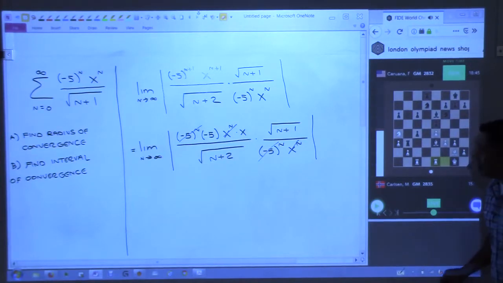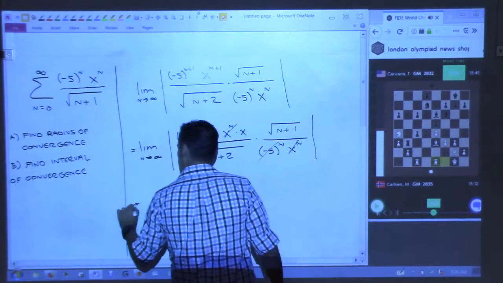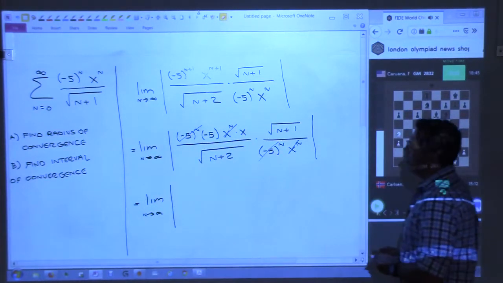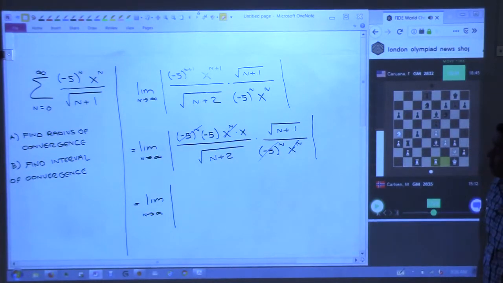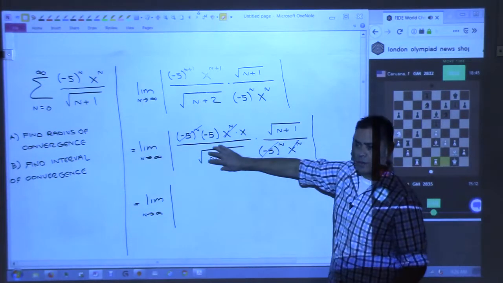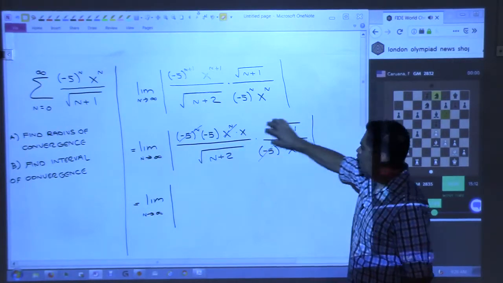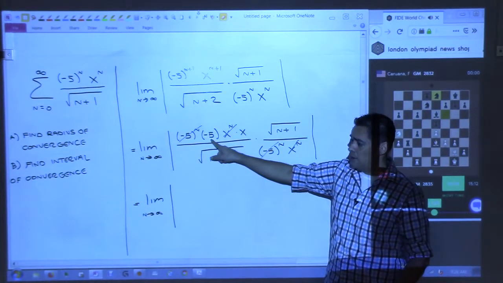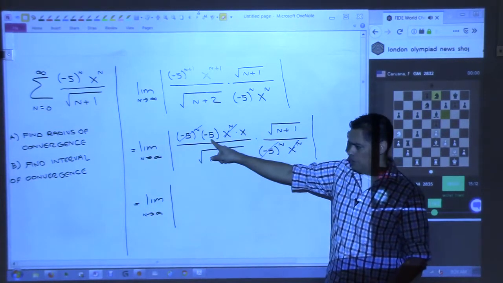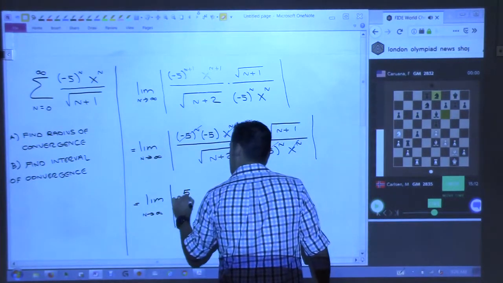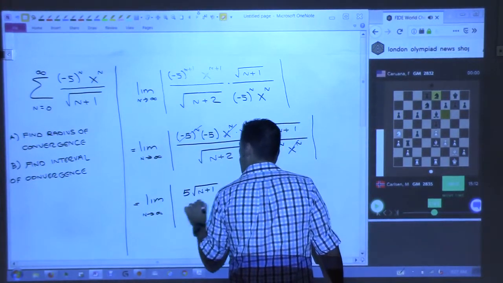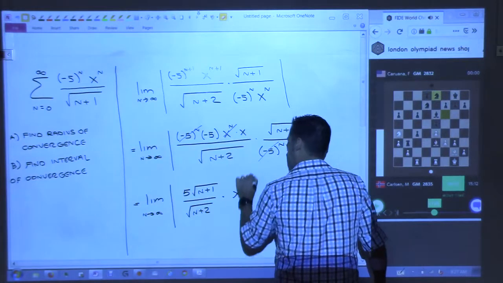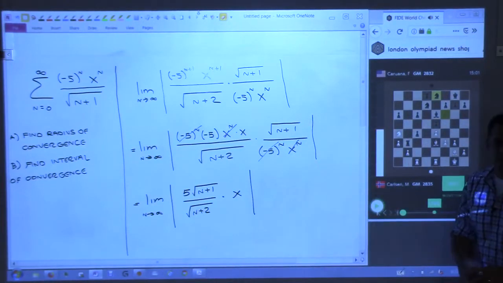So now let's take a look at what we have left. In terms of n's, I have this root and this root. These two roots have n. And I also have this -5, but I'm going to take the absolute value of that, so it's going to be +5. With me? So I'm going to write it this way: 5 root n plus 1 over root n plus 2 times x. So I've split up the x from the n's.